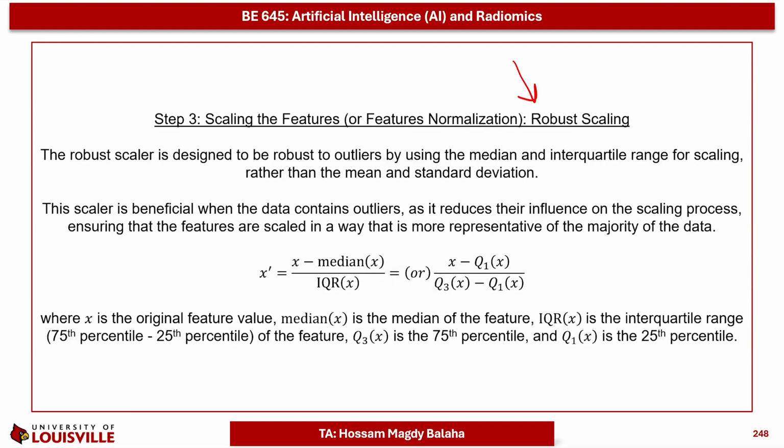The third technique is called robust scaling, and this technique is designed to be robust to outliers by using the median and interquartile range rather than the mean and standard deviation. So we are subtracting the median instead of the mean and dividing by the interquartile range instead of the max minus min. The median is simply the second quartile, and the interquartile range is the subtraction between the third quartile and the first quartile. If the data contains outliers, this method will be beneficial as it reduces their influence on the scaling process, and this ensures that the features are scaled in a way that is more representative of the majority of the data.